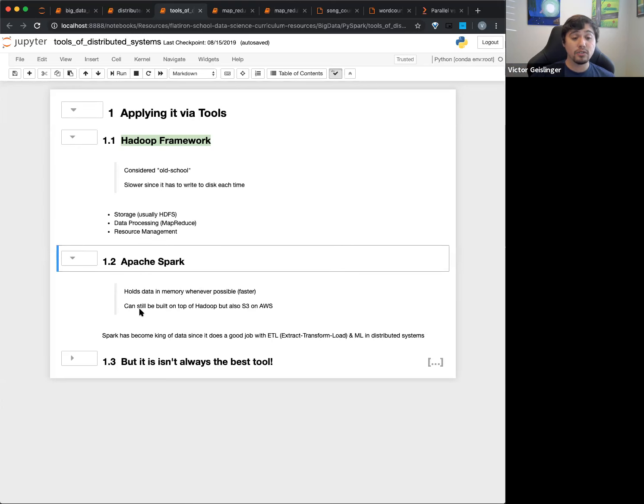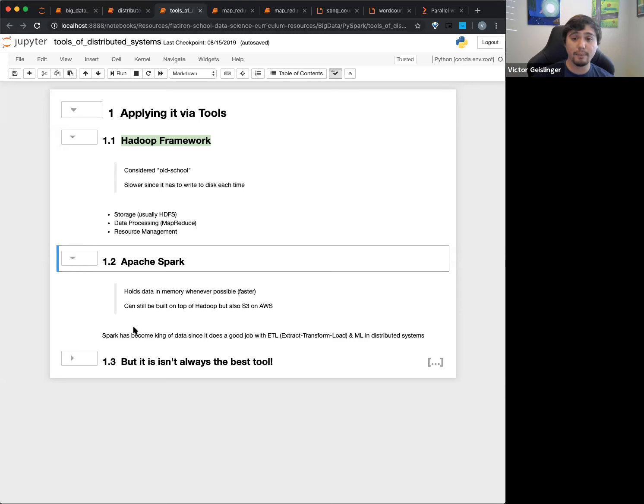What's nice too is it can be built on top of Hadoop and HDFS, but also on some newer systems like S3 on AWS. S3 is a way of storing information on Amazon Web Services. That's really useful for web stuff, because you can build it on top of things that already exist. Spark has become the big name in data science because it does a really good job of things like ETL, extract, transform, load, and machine learning systems. You can do all this within memory itself, and on a distributed system.